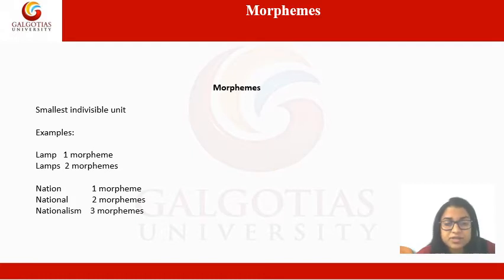Minimal means smallest. Meaningful means it has the potential to change the word. Their examples are written over here. The first example is lamp, which has one morpheme, and lamps, with the suffix s, has two morphemes.